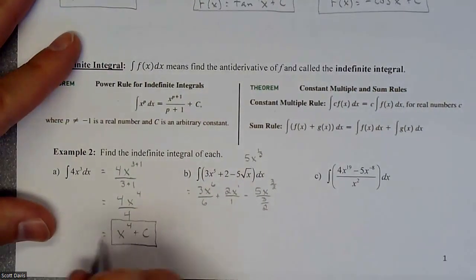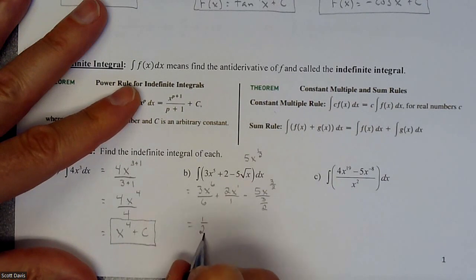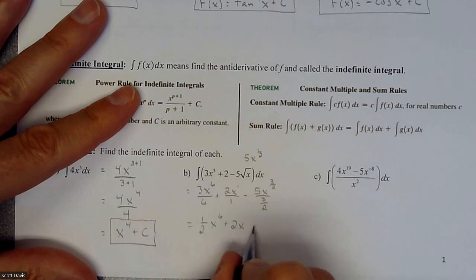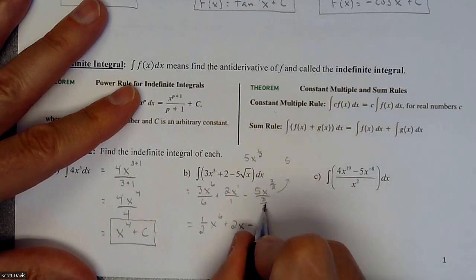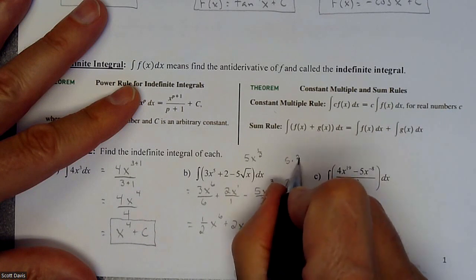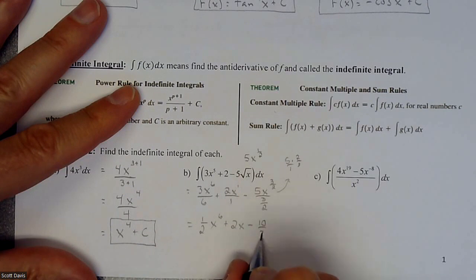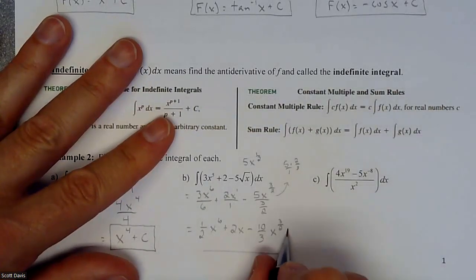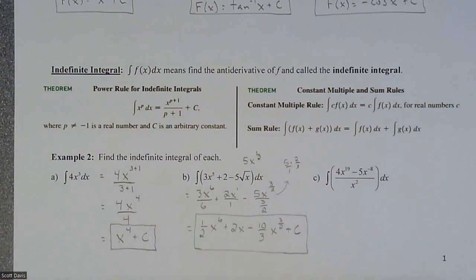All right, so my antiderivative here, I'm going to simplify this into 1/2 x to the 6th plus a 2x minus, this math right here is 5 divided by 3/2, or 5 times the reciprocal. So we're looking at 10/3. So minus a 10/3 x to the 3/2. So there's the antiderivative, most of the antiderivative, plus c. Easy to forget. All right, and then we'll do one last.